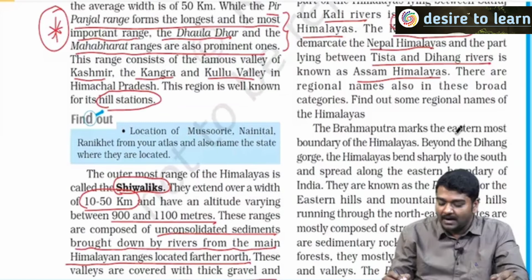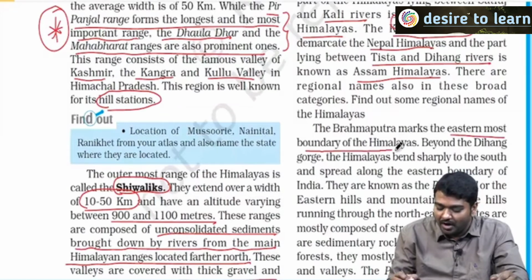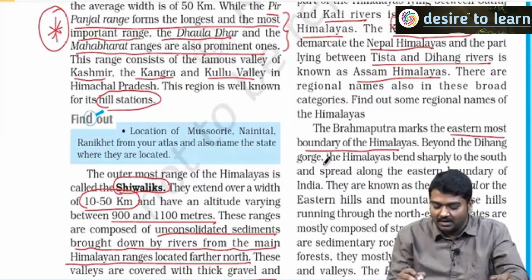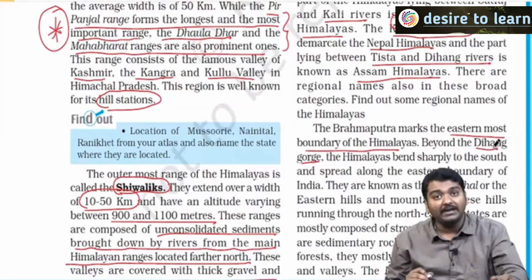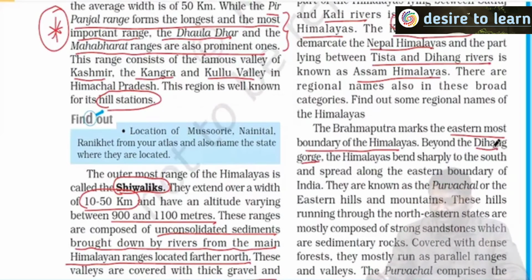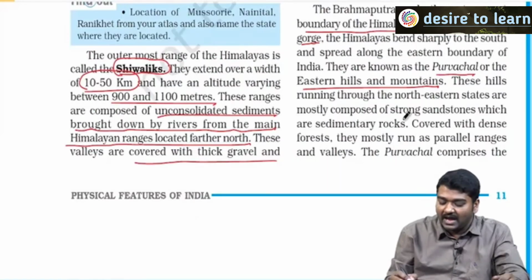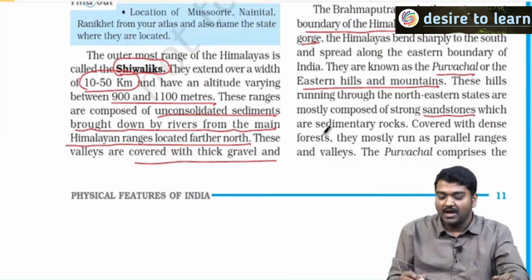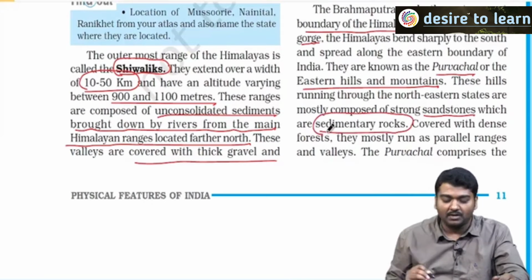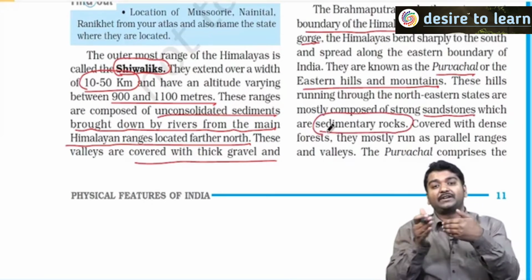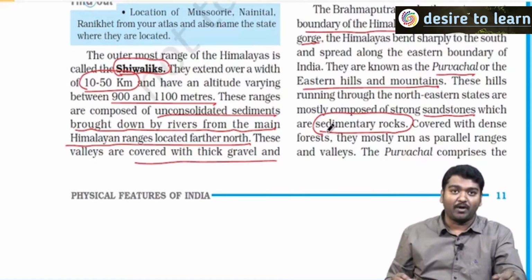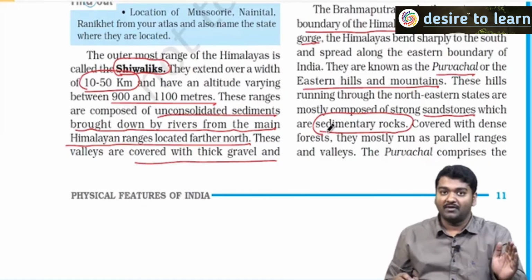The Brahmaputra marks the easternmost boundary of the Himalayas, and beyond the Dihang Gorge they curve and give rise to Purvanchal, or the eastern Himalayas. Patkai Bum, Naga Hills, Mizo Hills, all these are present in this, and they have a composition of sandstones, which are basically sedimentary rocks. The meaning of this is that compression of sedimentary rocks has led to the formation of these mountain valleys.